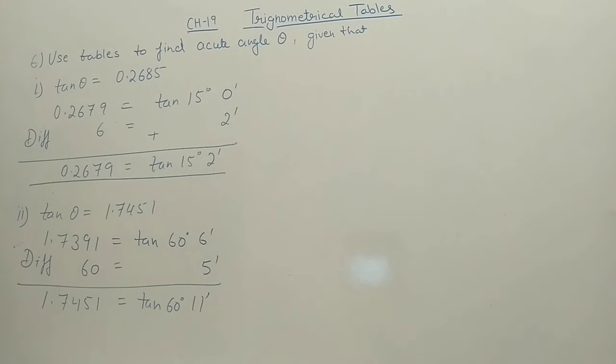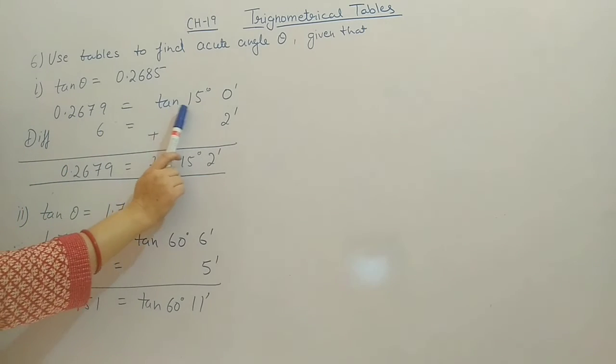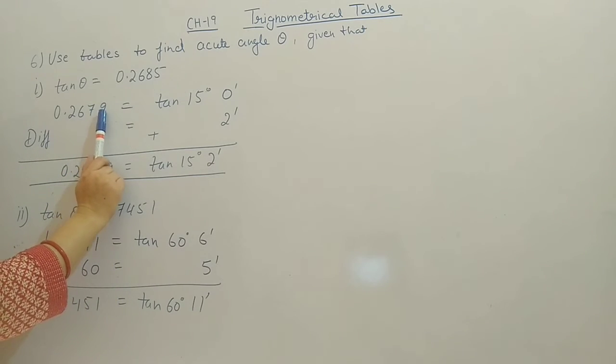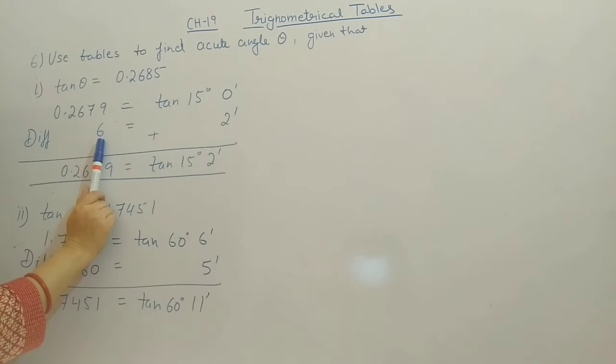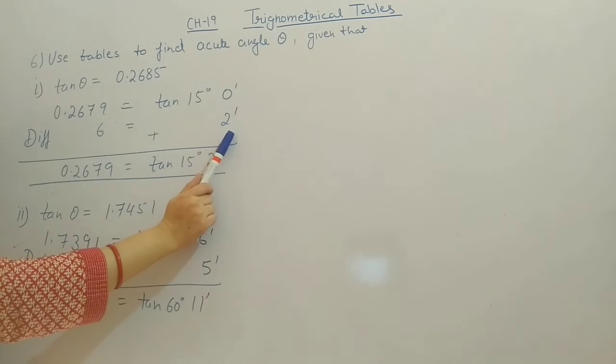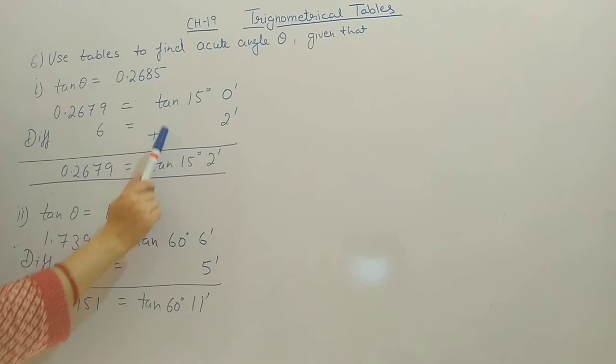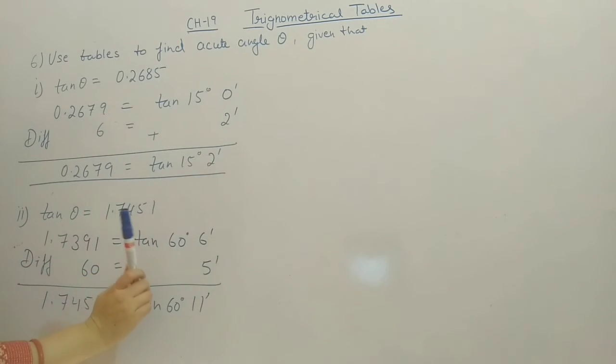Next, question number 6. Use table to find acute angle theta, given that tan theta is equal to 0.2685. So check the nearby value in the table. In tan, 0.2679, which is equal to tan 15 degree 0 minute. Then the difference between 79 and 85 is 6. So check for this difference. The angle difference is 2 minutes. So 0.2685 will be equal to tan 15 degree 2 minute.